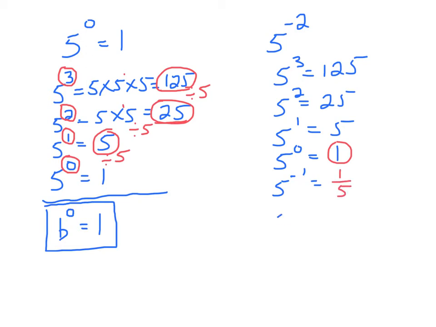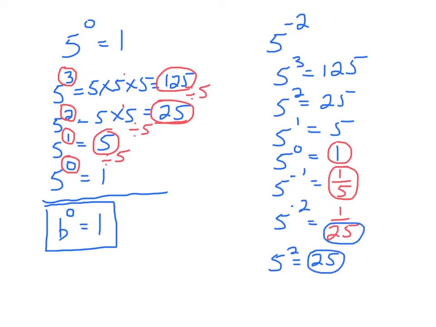If I continue, 5 to the negative 2 means that I need to take the previous answer 1/5, and I need to divide that by 5. 1/5 divided by 5 is 1/25. So 5 to the negative 2 is equal to 1/25. Notice that it's the same thing as 5 squared. 5 squared is equal to 25. It's exactly the same number. It's just that the 25 goes to the denominator, and it's 1/25.